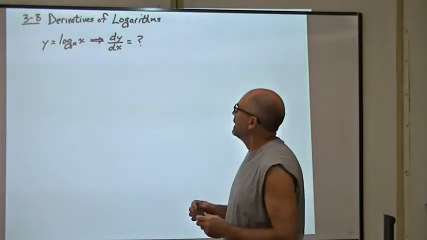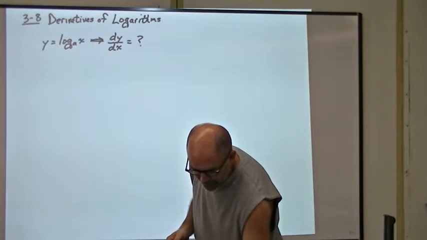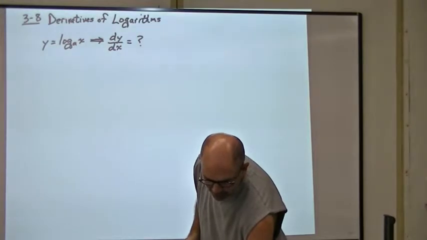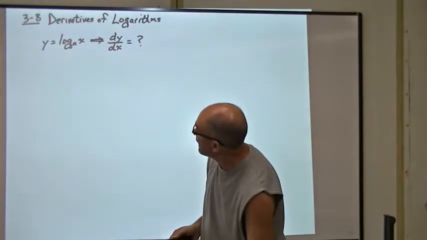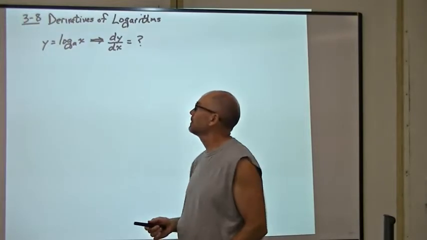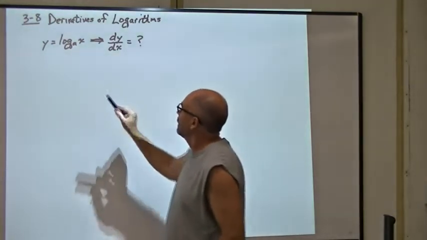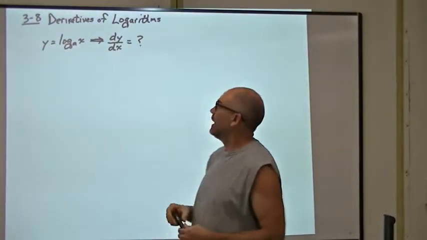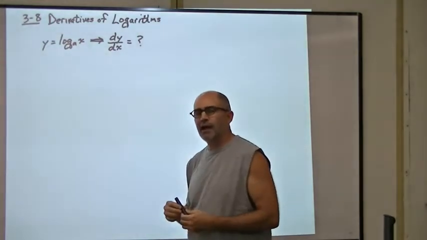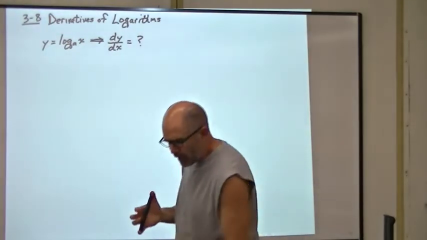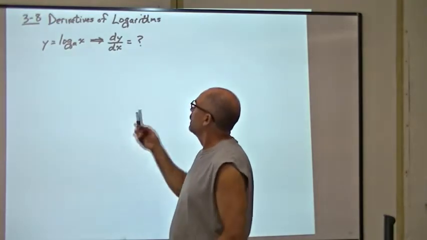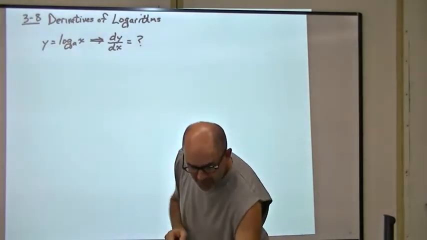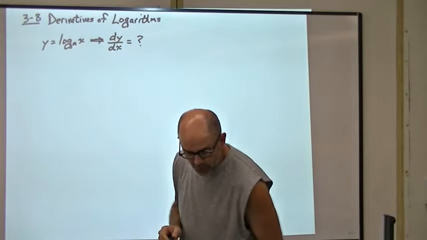Okay, what we want is the derivative of a logarithm. So we've got y equals log base a of x. It basically means that we're taking the log base anything of x, and we're trying to take the derivative of that. So how do we do it? Well, we know how to do the derivative of an exponential, so why don't we change the logarithm into an exponential? How do we do that?